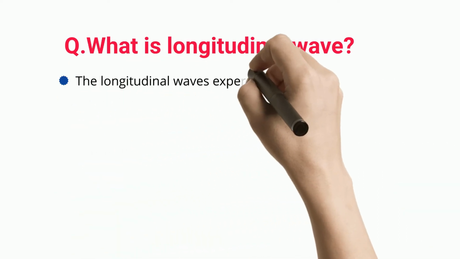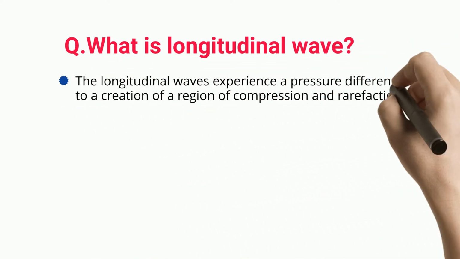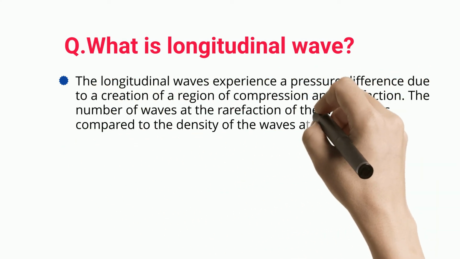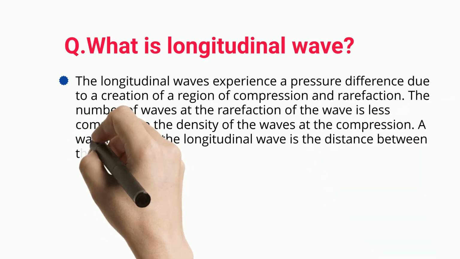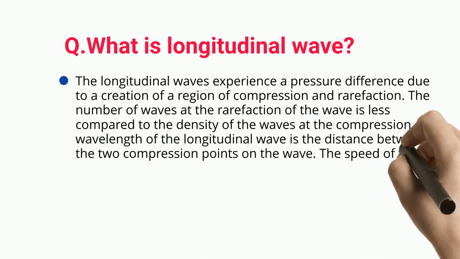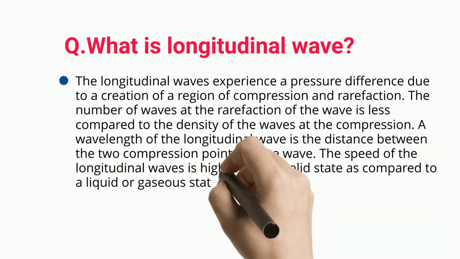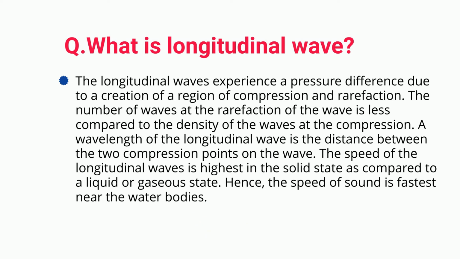The longitudinal waves experience a pressure difference due to a creation of a region of compression and rarefaction. The number of waves at the rarefaction of the wave is less compared to the density of the waves at the compression. A wavelength of the longitudinal wave is the distance between the two compression points on the wave. The speed of the longitudinal waves is highest in the solid state as compared to a liquid or gaseous state. Hence, the speed of sound is fastest near the water bodies.